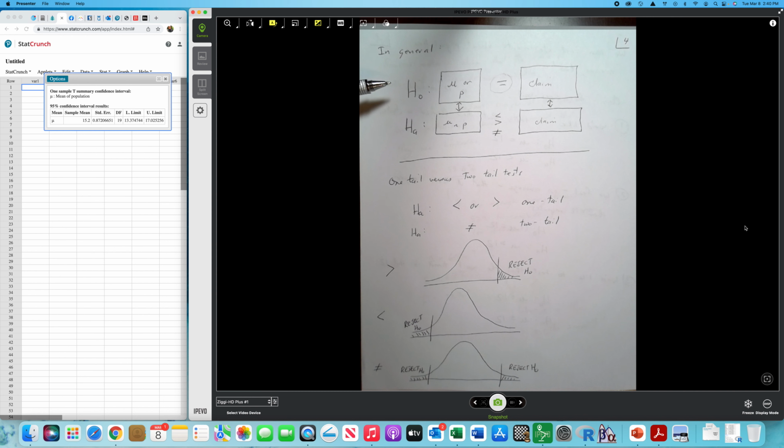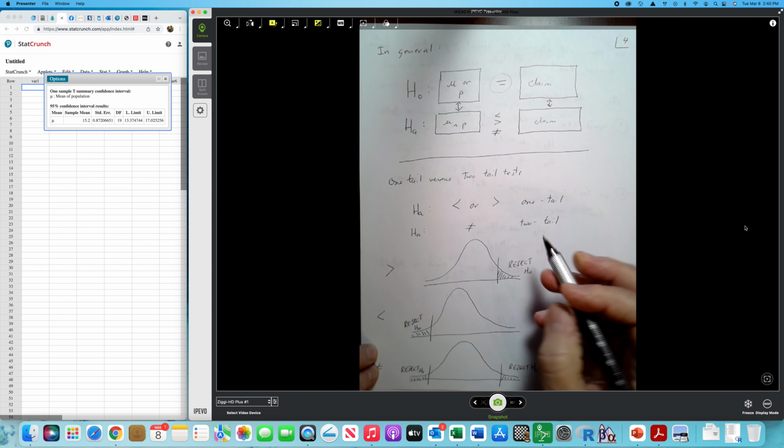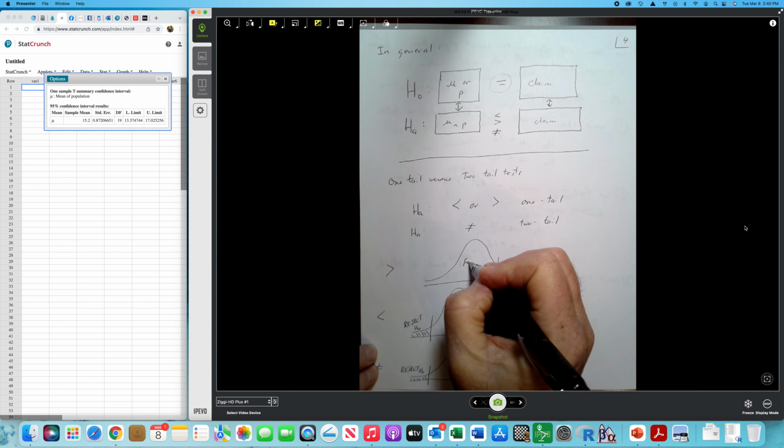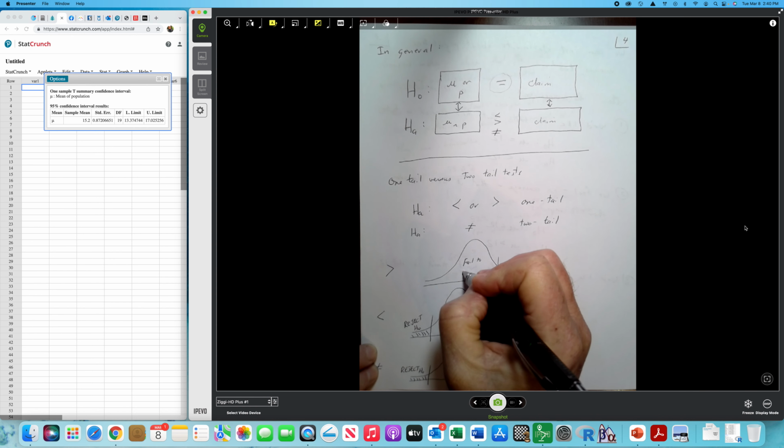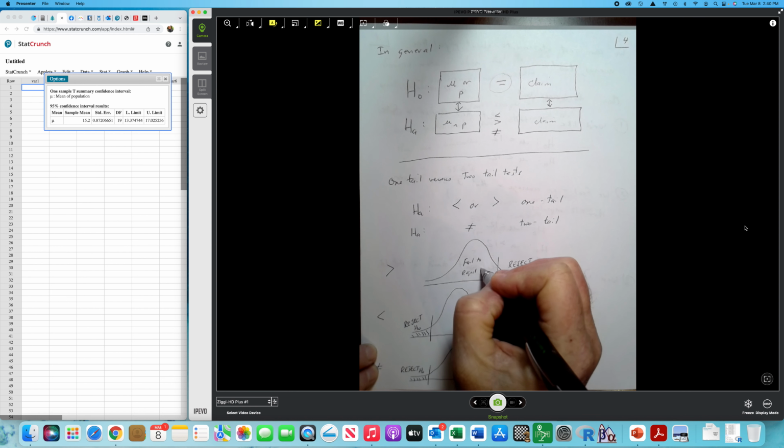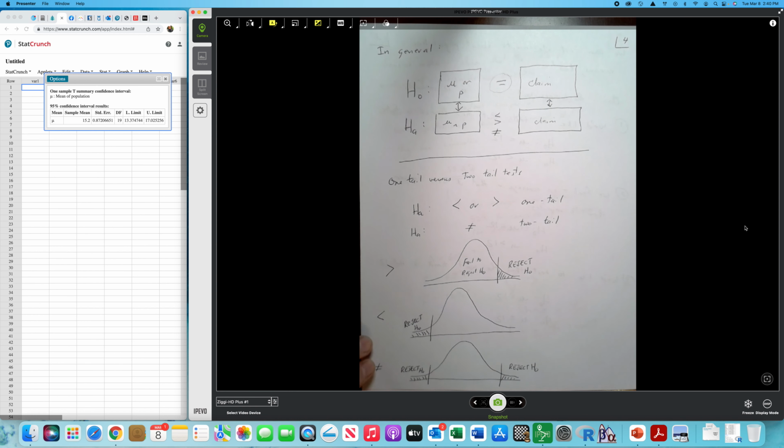It's extremely, extremely important. What is the goal of a test of hypothesis? To make a decision about the claim, to make a decision about H sub 0. We're either going to reject H sub 0 or we're going to fail to reject H sub 0.